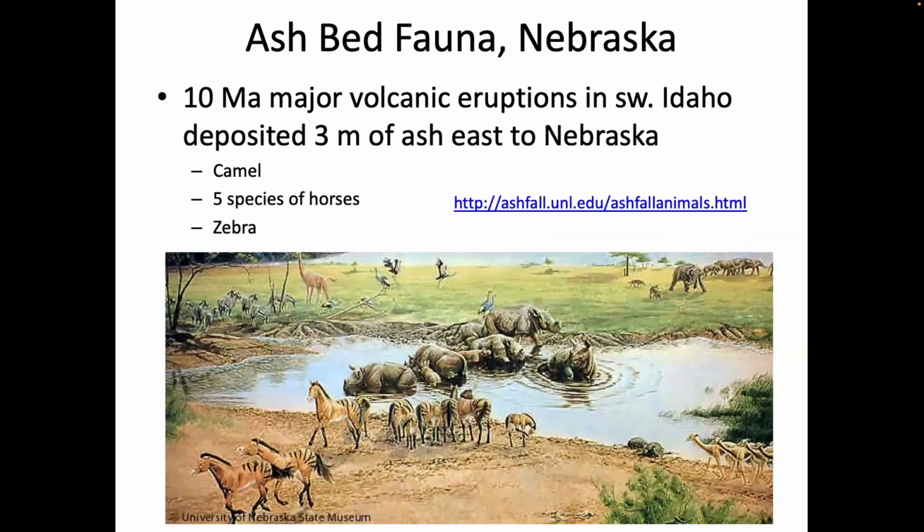Now, this is probably an artist rendering of what the Miocene would have looked like from Nebraska. This is a fossil site called the Ash Beds, and there are multiple species here. 5 species of horses are preserved in these volcanic ash deposits. There's also multiple species of rhinoceros. There's zebra present in Nebraska, as well as camels. This is about 10 million years ago when there were major volcanic eruptions from Idaho that deposited 3 meters of ash as far away as Nebraska. And so you can see these watering holes with some of these big animals, horses, rhinoceros, zebras, camels, all enjoying parts of the modern day Great Plains.